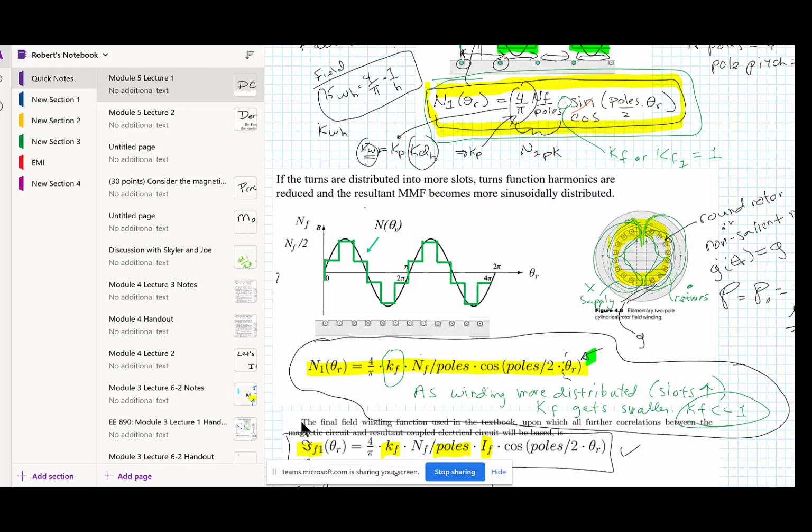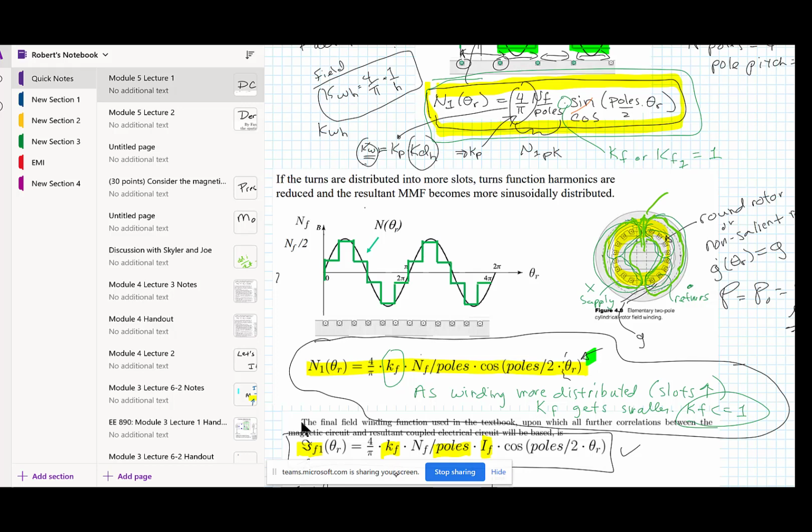I apologize. This is a 2-pole machine. I don't know why I circled it this way. This is a 2-pole machine. So you have the windings going in one direction over half of the circle and coming out. So it's going in and coming out, and as a result, there's a flux crossing the gap.